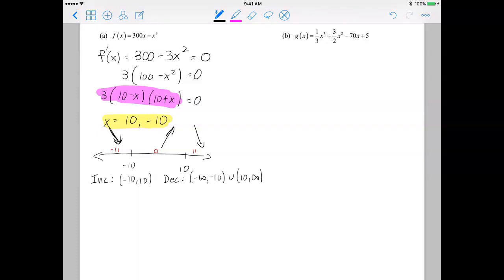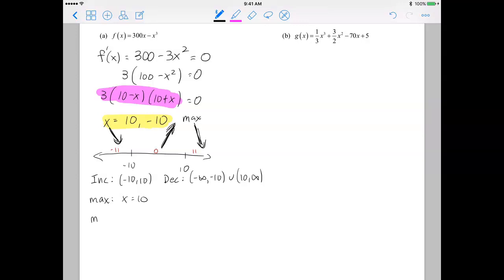And then I also have one max and one min. So I have a max wherever the derivative went from positive to negative, and that would be at x equals 10. Okay, and if you notice the chart, it really helps you determine where the maximums are, because you can see here the function went from increasing to decreasing, and so that's how we had a maximum created right here at this point.